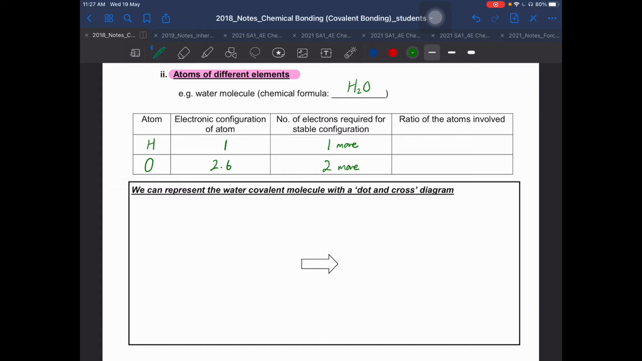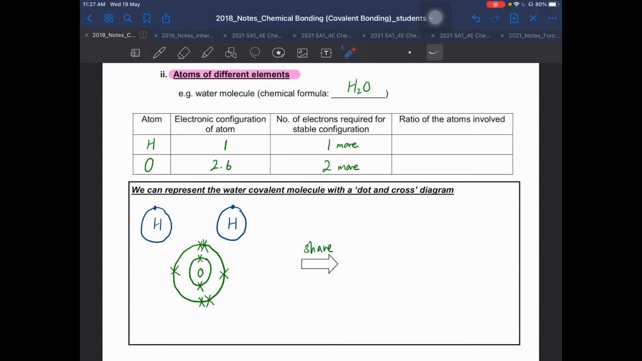Now you realize that both of them need more, right? But none of them is willing to lose. So what can they do? They will share, right? So to share, what this means is that we need to look at how many each of them need and we try to balance up. So in this formula, it's called H2O, which means that there must be 2 of the hydrogen, but there's also a O, right? So there must be 1 of the oxygen, right? Oxygen has 2.6, that means there's 2 in the middle, there's 6 outside.